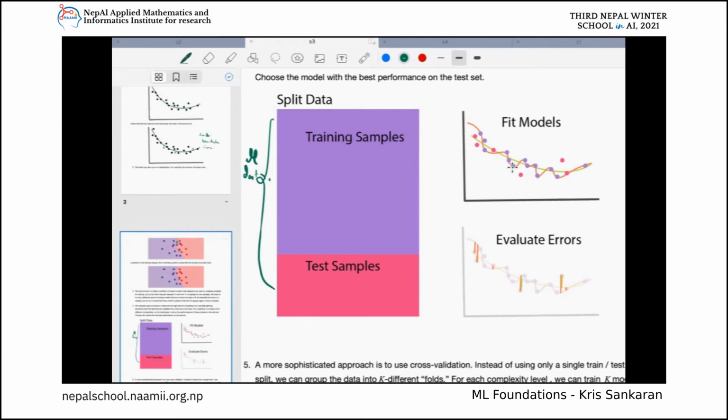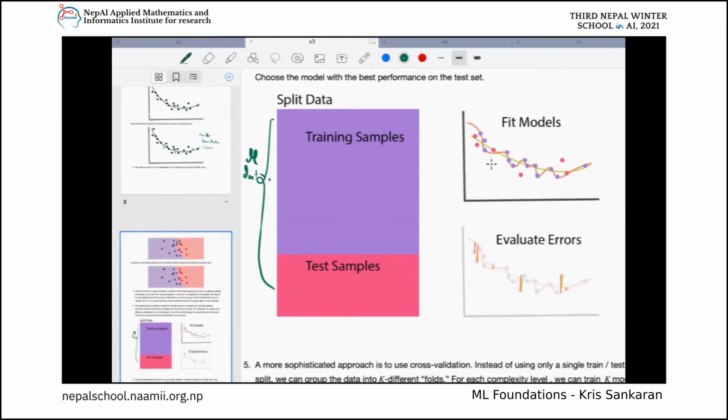So in this picture, the purple are the training samples, and the pinkish ones are test samples. When I fit these curves, I only look at the purple points. Notice the complicated model is interpolating the purple points, but it's ignoring the pink points. That's because when I'm training these models, I can only look at the training samples. I can't look at the test samples at all.